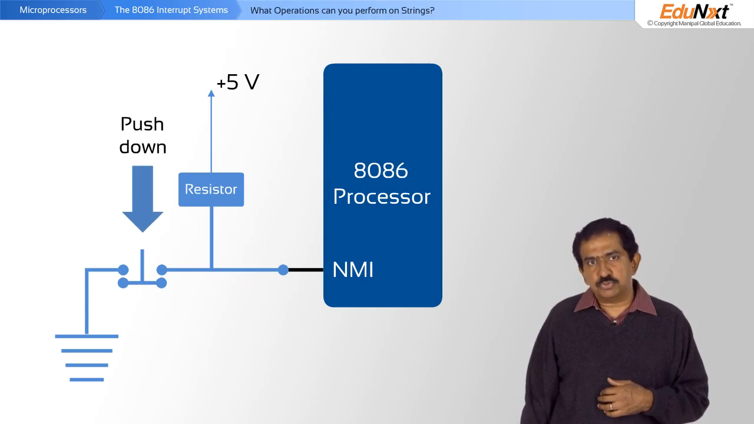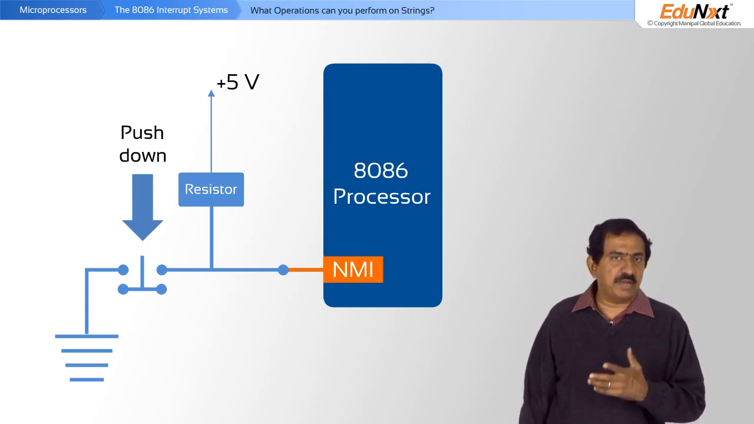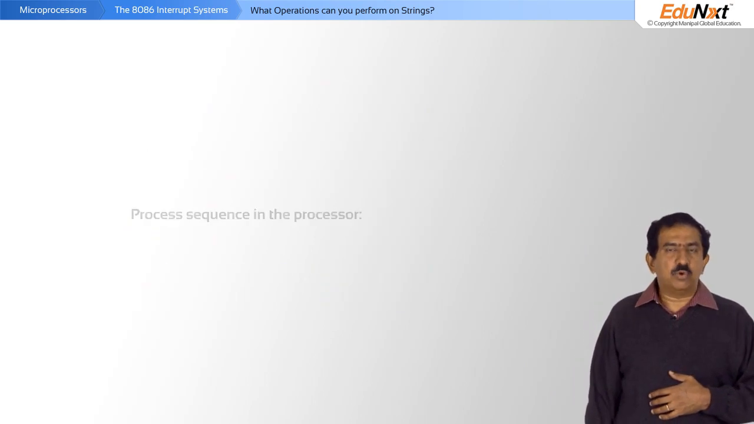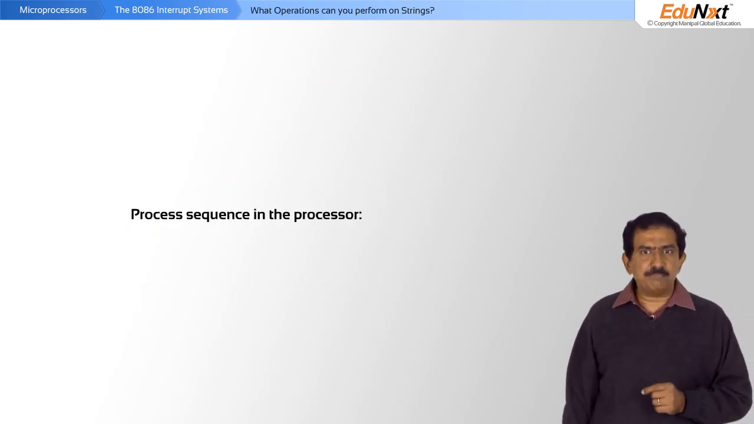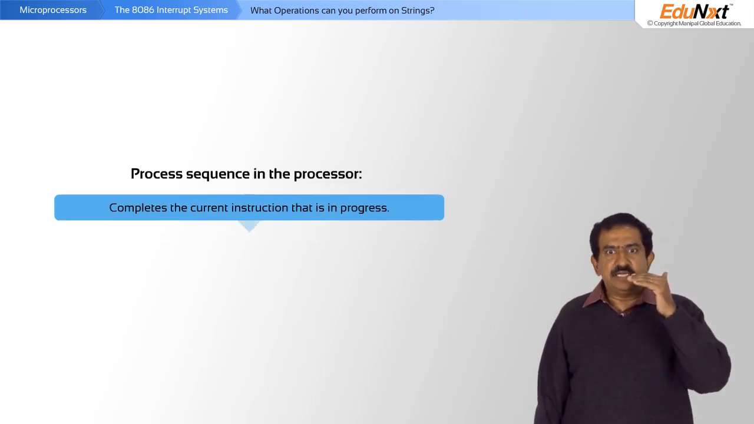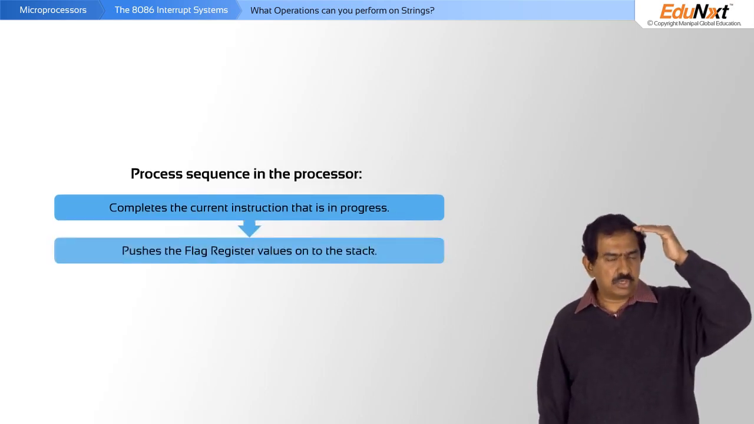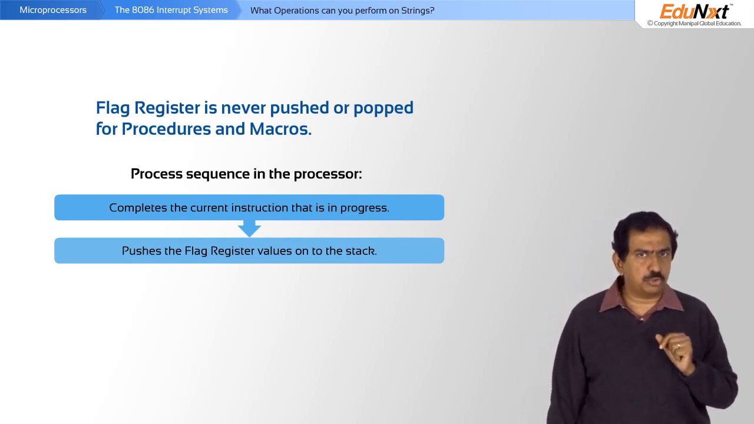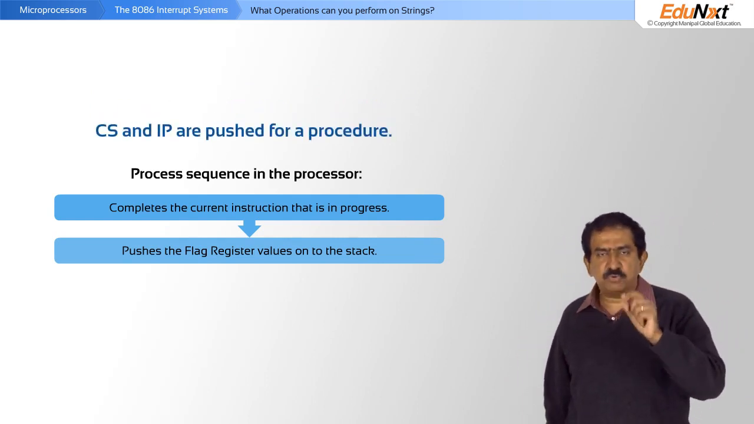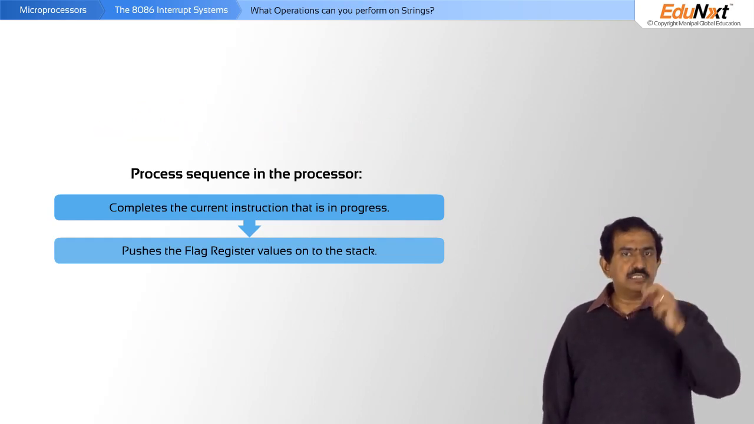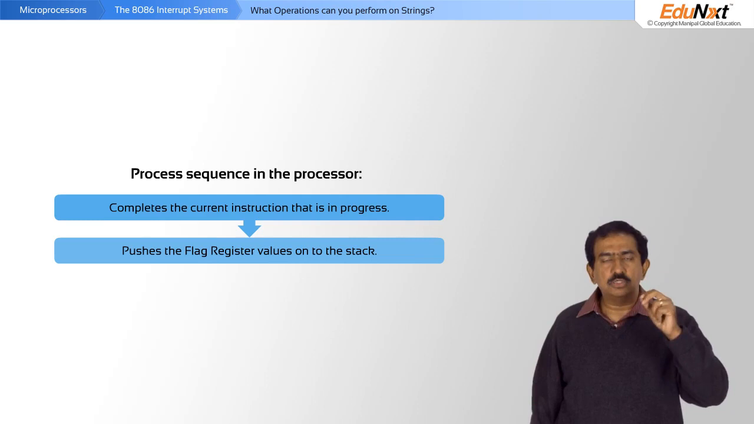In this case, when you push down the switch, the NMI pin gets an interrupt. What happens inside the processor as soon as it happens? The processor will complete the current instruction. It then pushes the flag register. Now in the case of procedures and macros, the flag register was never pushed or popped. Only CS and IP were pushed for a procedure. Here, the flag register is also pushed onto the stack.